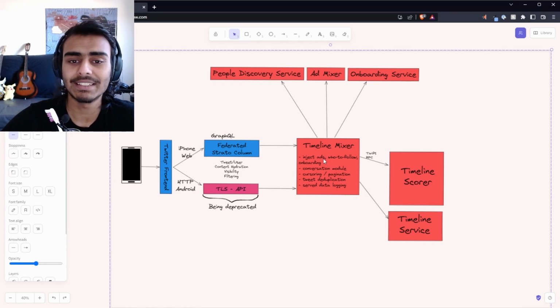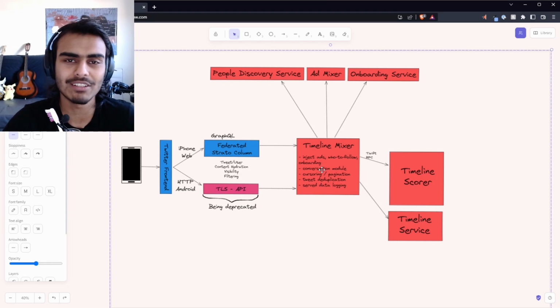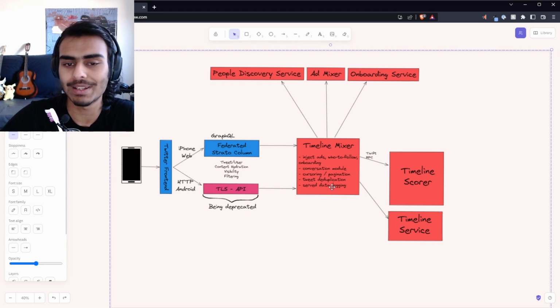And finally, the timeline mixer will mix all of this information up into a random-looking timeline so that you don't have a bunch of tweets about the same thing together. They're all mixed up nicely for you. We can also see that it's adding more information like the conversation module, it's adding pagination, and data logging, it's removing duplication of tweets and things like that.